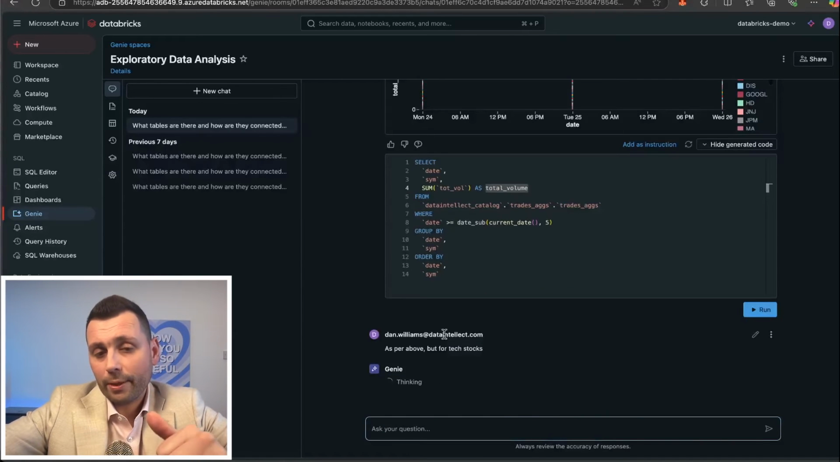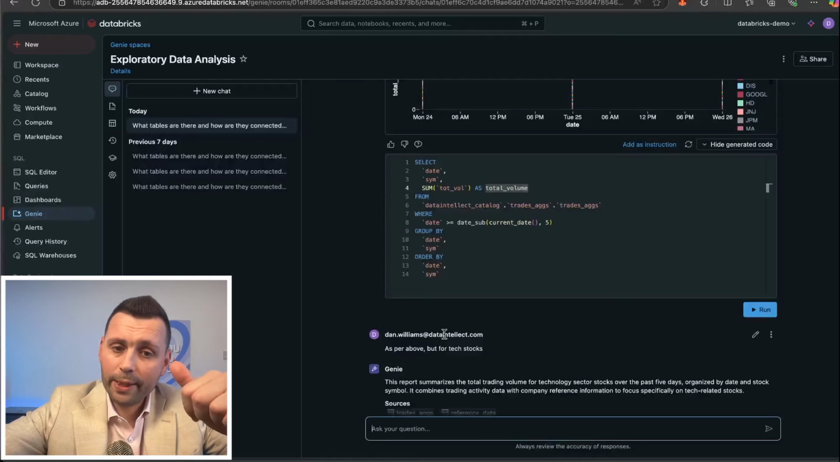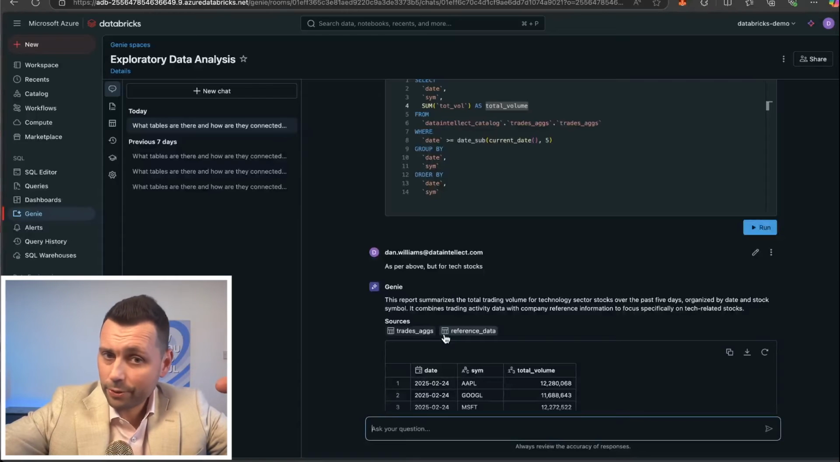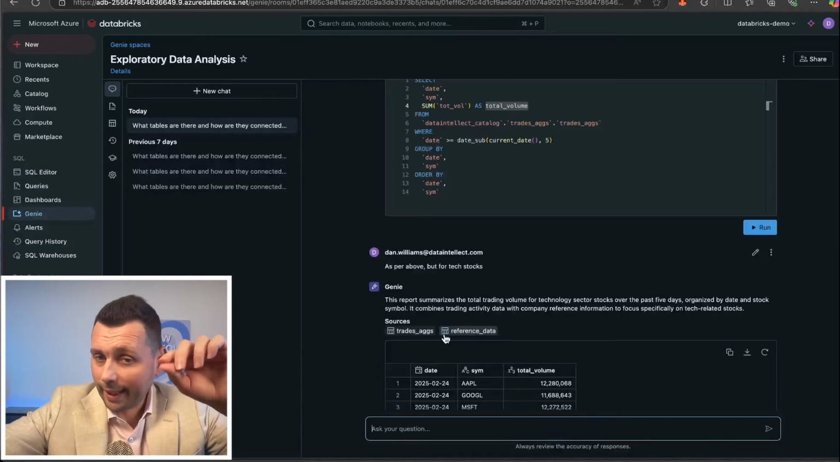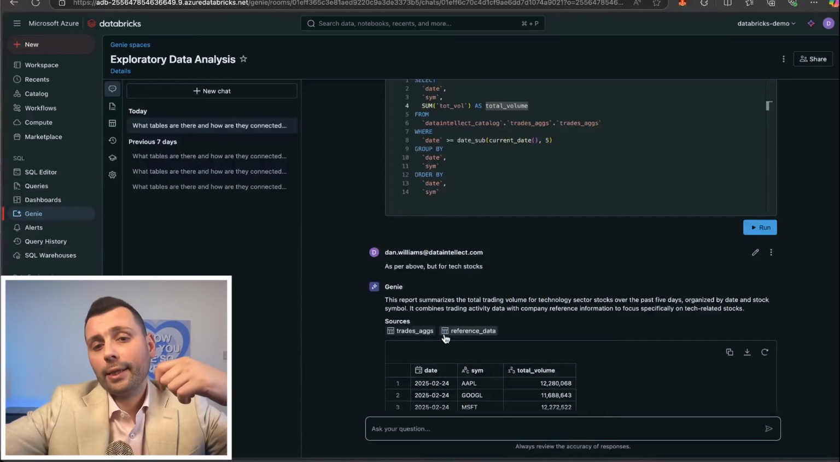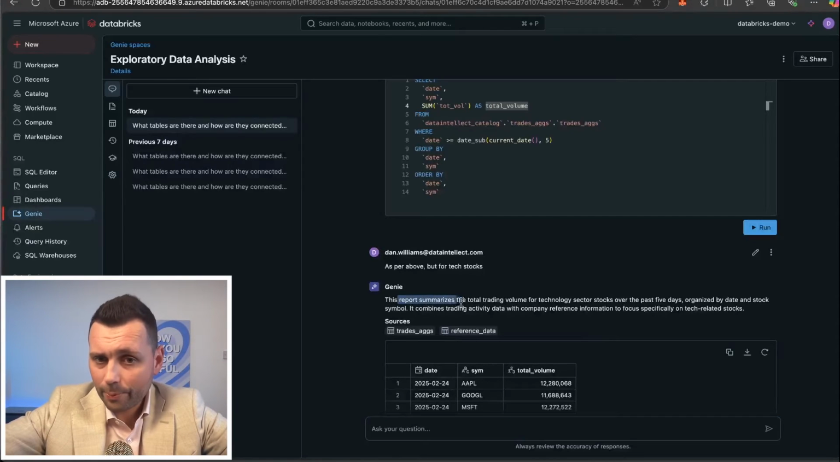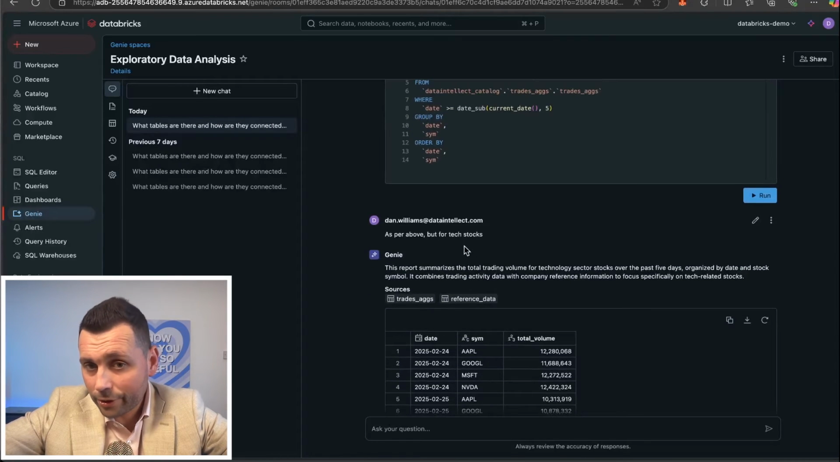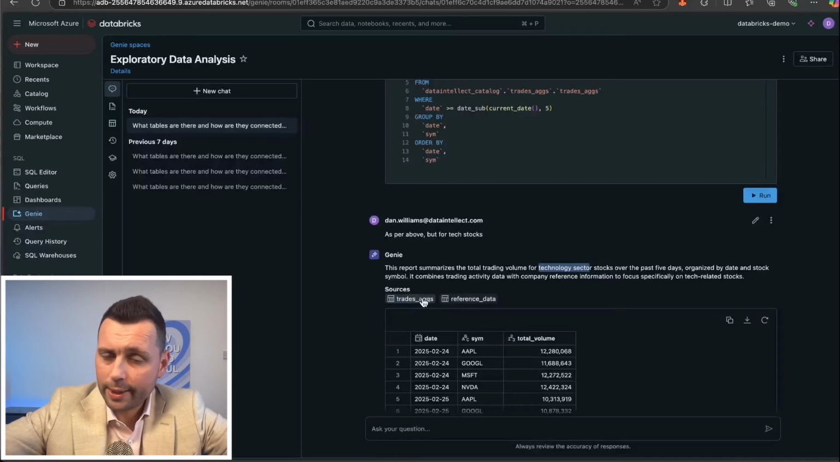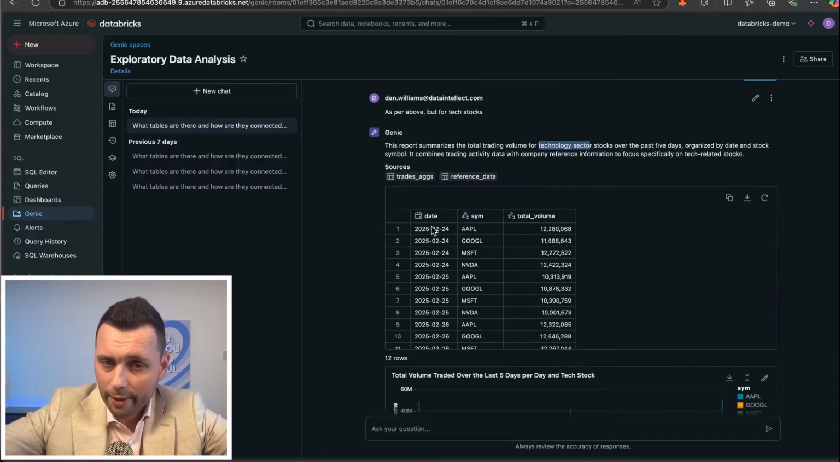Now this question is very interesting because in the first place we have as per above, meaning that we're going to see if Genie actually understands the context of the previous question, and then we can see for tech stocks. Now we are using tech stocks, we're not using technology, so we're going to see whether Genie can understand that tech refers to technology. This report summarizes the total trading volume for technology sector stocks over the past 5 days. So it understood that tech stocks refer to the actual sector, and it went into the reference data and got the sector from there. The sources are trades aggregations and reference data. So we have only our technology stocks and the traded volume.